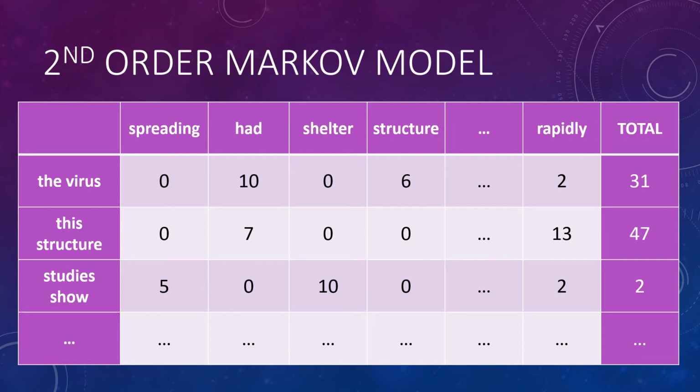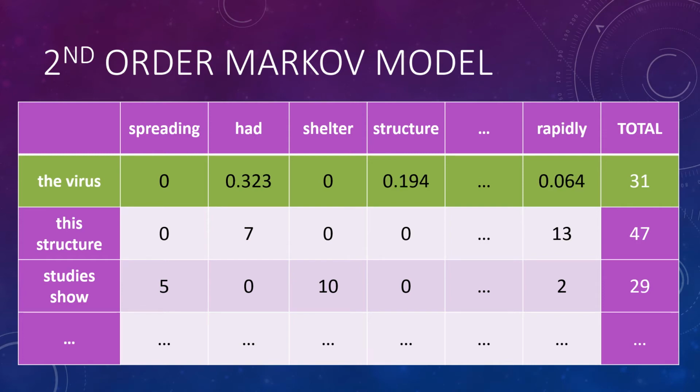After going through the entire input text, we need to normalize the values in each row. We do so by dividing each entry in a row by the total counts for that row to create a probability for each word. Let's consider the virus row. Since we saw the phrase, the virus, 31 times total in the input text, we divide each value in that row by 31. This gives us the probabilities in the model. For example, when we see the phrase the virus, there is a 19.4% chance the next word is structure.